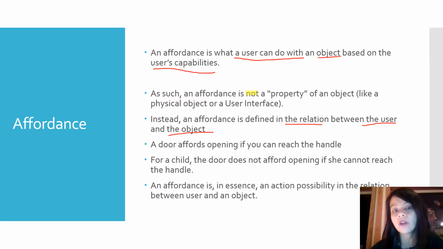So a door affords opening if you can reach the handle. Okay, again, I go back to the user's capabilities here. So for a child, the door does not afford opening if he or she cannot reach the handle. So affordance is really the action possibility in the relation between the user and an object.